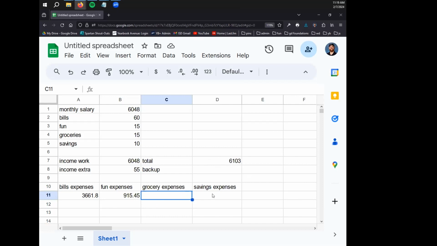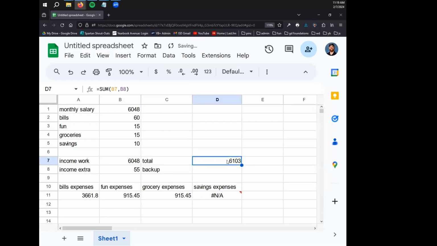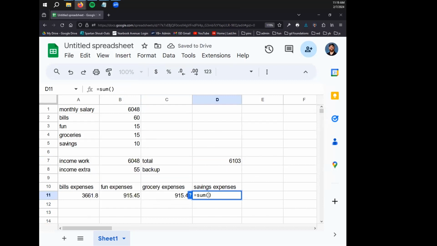Groceries, the same thing. So I'm just going to go equals sum, parentheses. Click on my total number, which is D7, multiply that by 0.15. That's 15% as a decimal. Hit enter. Same process for savings, equals sum, parentheses. Click on my total number. Oh, hold on. Something's mad. Oh, there we go. Okay, now click on my total number. And I'm going to multiply that just by 0.1 because that is 10%, and then hit enter.